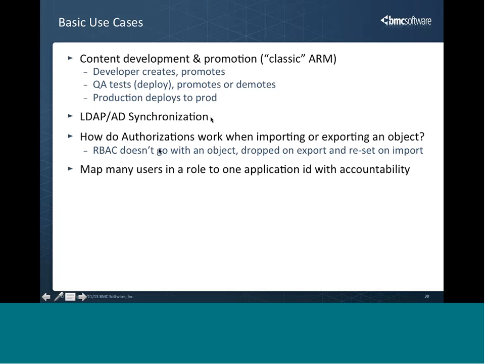How do the authorizations work when importing or exporting? When an object is exported, because exports are usually done across environments and because RBAC is rarely the same between environments, we drop the permissions when we export, and then reset them when we import. So which role imports an object will govern, just like if you were creating an object from scratch. On import, you're going to set permissions on that object.